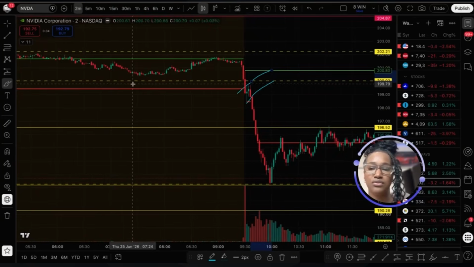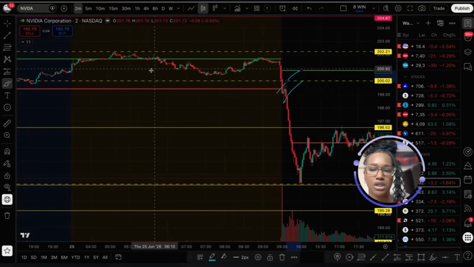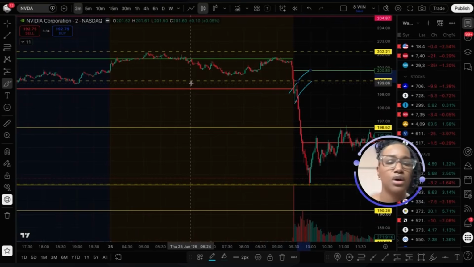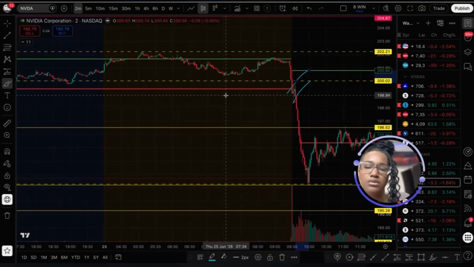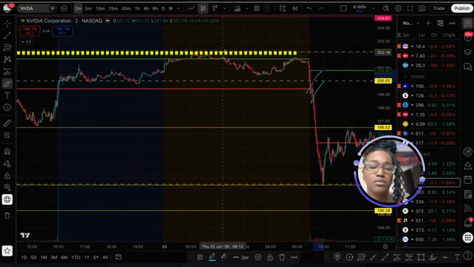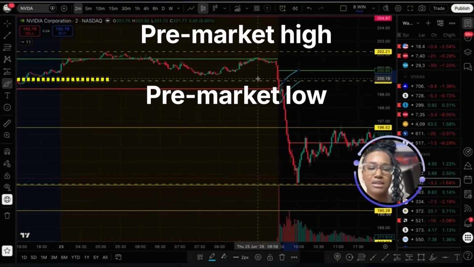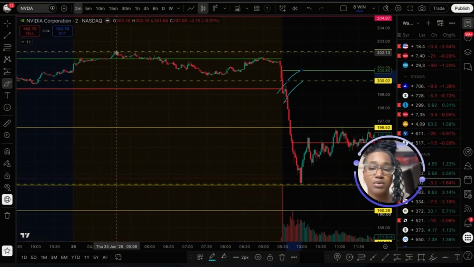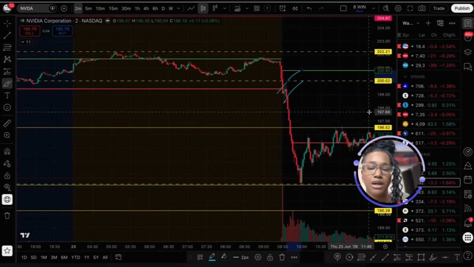This is Nvidia. We're going to talk about my levels here, all right? Because that's the first thing you should do on your chart on a daily basis: mark your critical levels. I have on here my dotted yellow line, which is pre-market high and pre-market low. All that's telling you is that this was the highest that price got to during pre-market, and this is the lowest that price got to during pre-market.